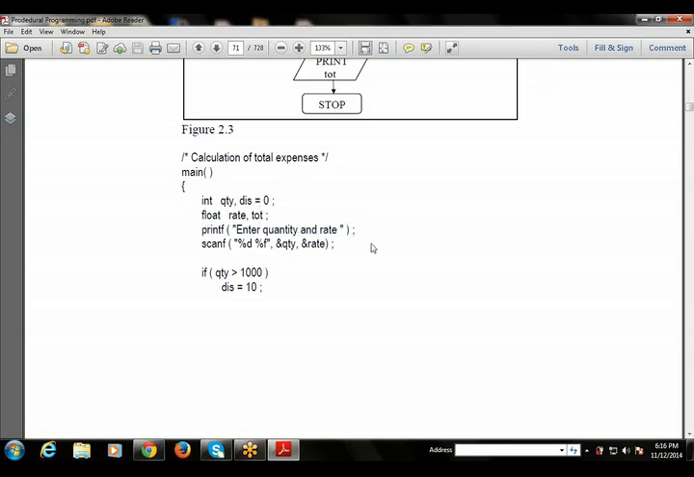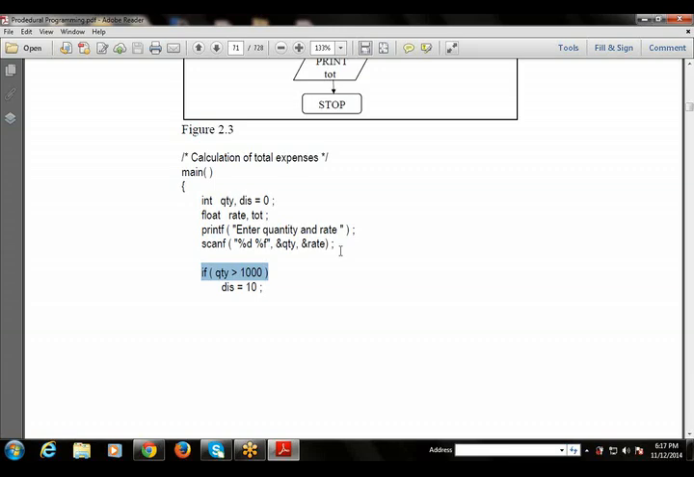Then use the printf, that is, "Enter quantity and the rate" will be printed. Then scanf, that is, scanning the values, uses %d %f. Why %d %f? Because quantity is an integer and the rate is a float. So use %d and %f for quantity and the rate. Now this is the important part, that is, check the condition. What is the condition? If the quantity is greater than 1000, then give the discount equal to 10.